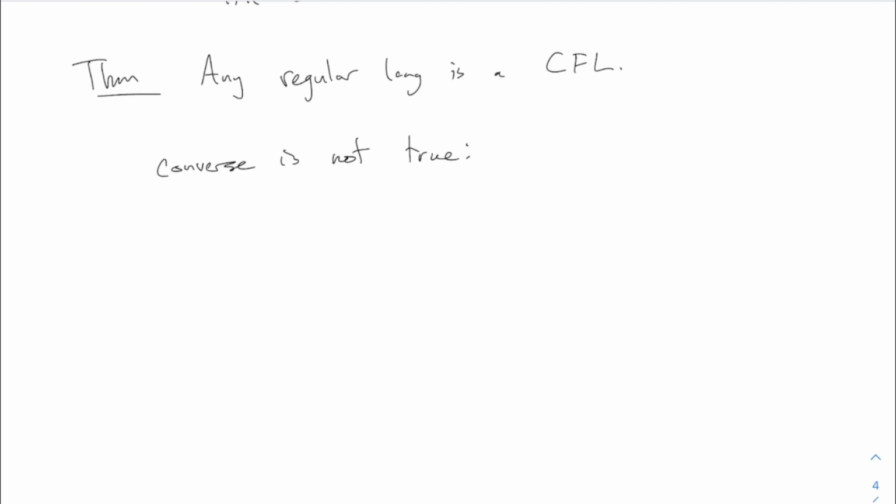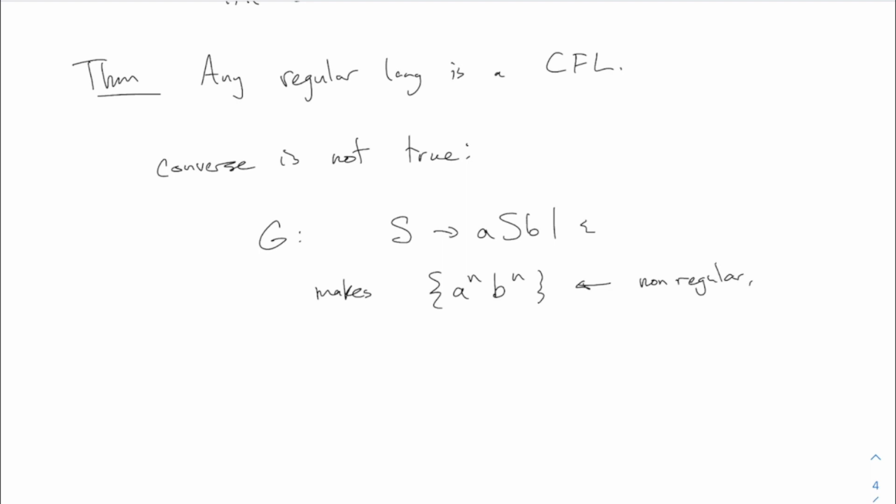The converse would say any context-free language is regular, but that's not true because we have my favorite non-regular language. S goes to ASB or epsilon. This makes the language A to the N, B to the N, the example that we talked about last time. That means this one here is non-regular, but it is a context-free language, right? It is context-free because I just wrote a grammar for it that is a context-free grammar. Remember, context-free grammar just means the thing on the left is not weird. The thing on the left is just a single letter.